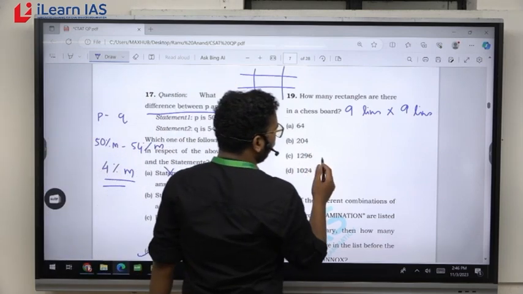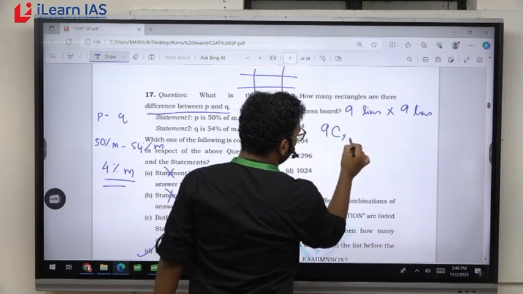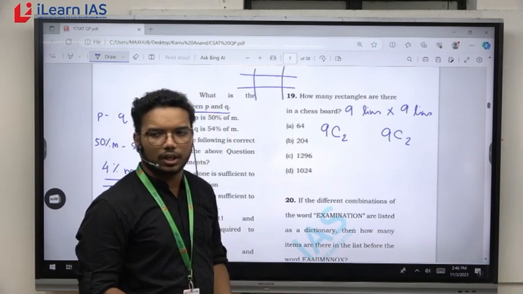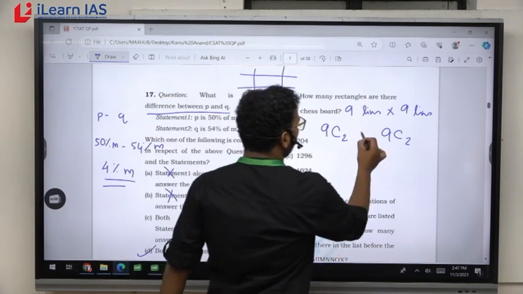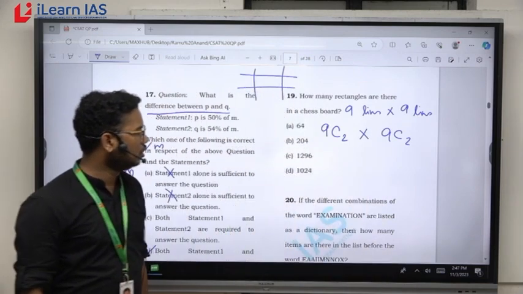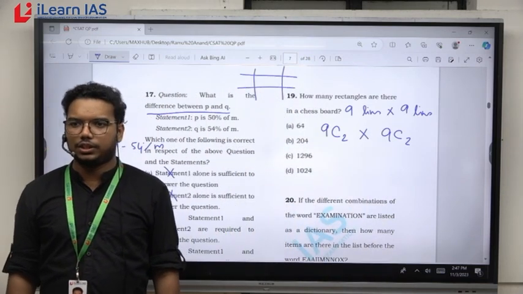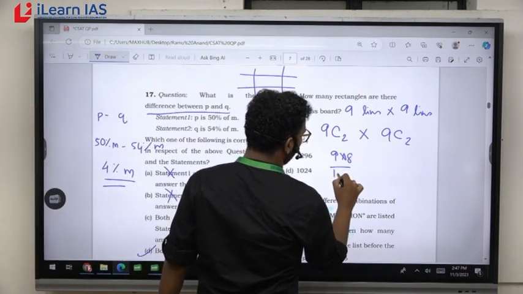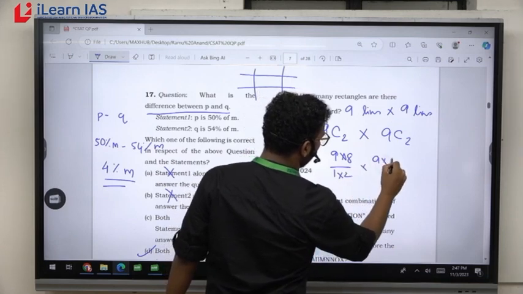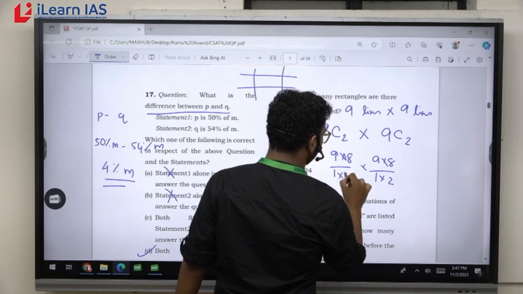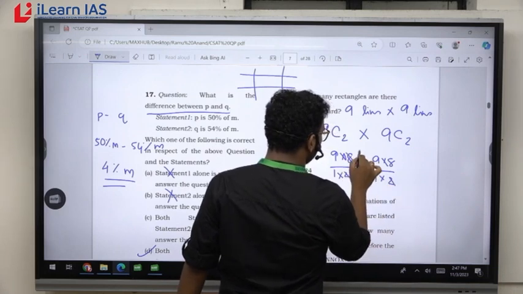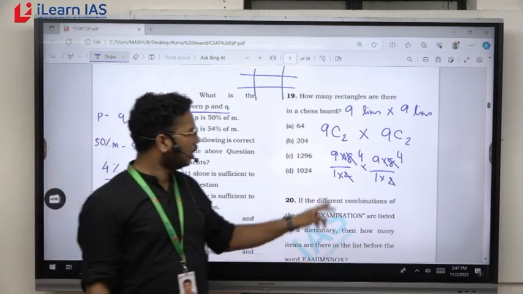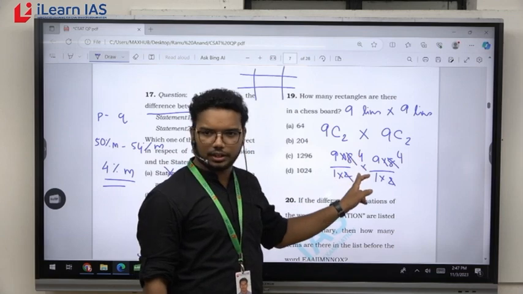So, what is the formula? It will be 9C2. We are choosing 2 vertical lines and 2 horizontal lines. Now, both are done at the same time. So, 9C2 into 9C2. This can be written as 9 into 8 by 1 into 2 into 9 into 8 by 1 into 2. 2 2 cut. 4 4. Okay? Clear? So, we can find it using only the unit digit. 4 into 4 is 16. So, unit digit will be 6.